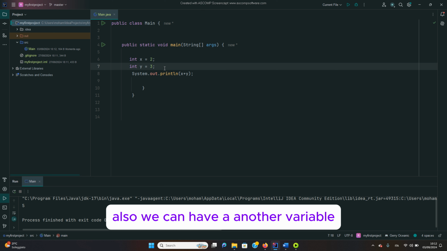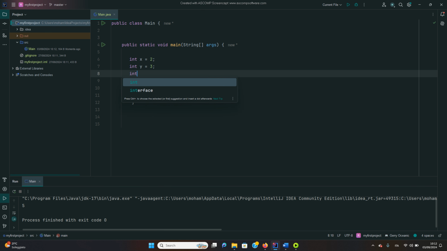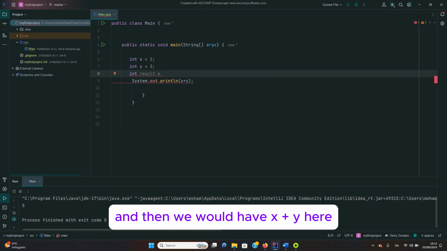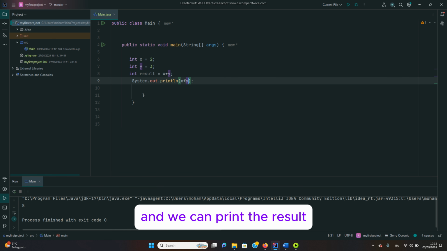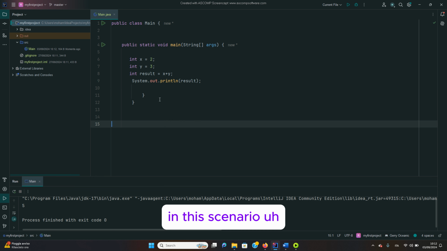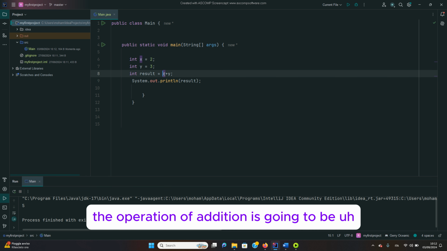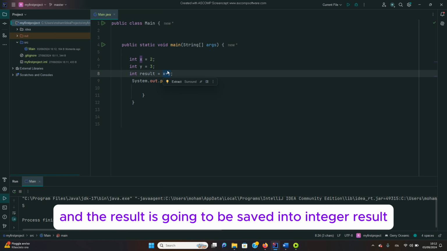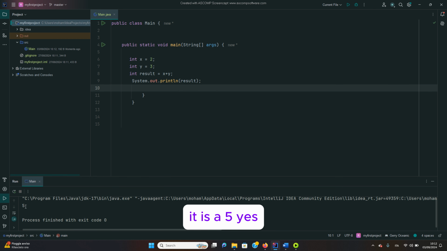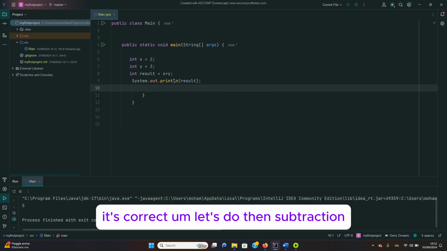Also, we can have another variable. Let's call it integer result. And then we would have x plus y here, and we can print the result. In this scenario, the operation of addition is going to be done here, and the result is going to be saved in the integer result, and we will print the result. It is still 5. Yes, it's correct.